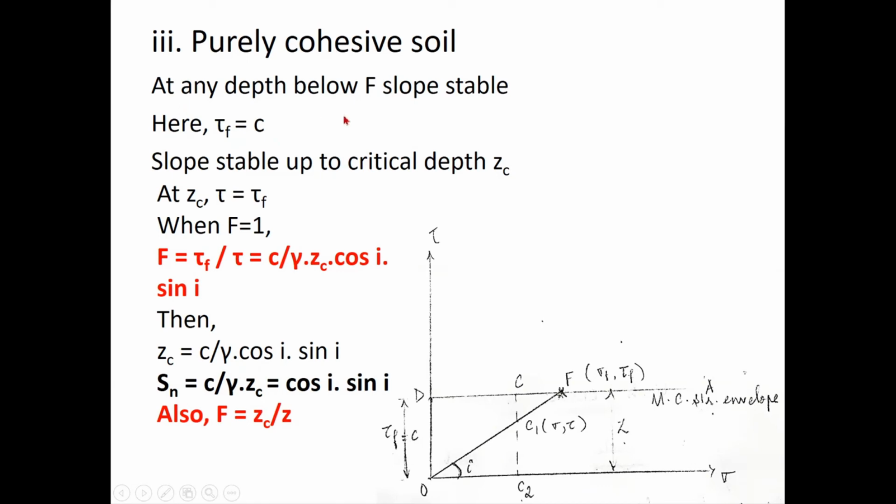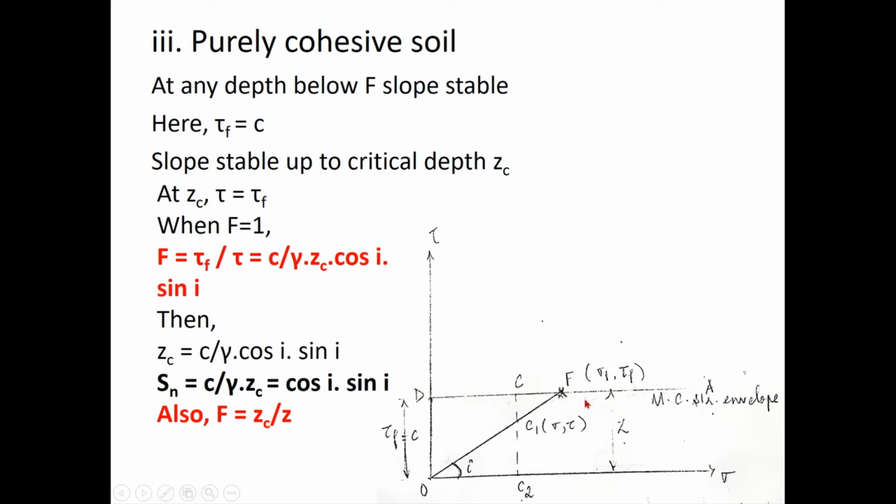All right. So for any depth below F, this is my point F, and this line OF represents my slope, the system of stresses along the slope, which is inclined at an angle I. So any depth below F, that point F represents the system of stresses sigma and tau f. Any depth below F represents stresses less than that. So for any depth below that, whatever be the point, I know that my tau f will be equal to C, and up to a depth Zc, that is up to this system of stresses, my slope is going to be stable.